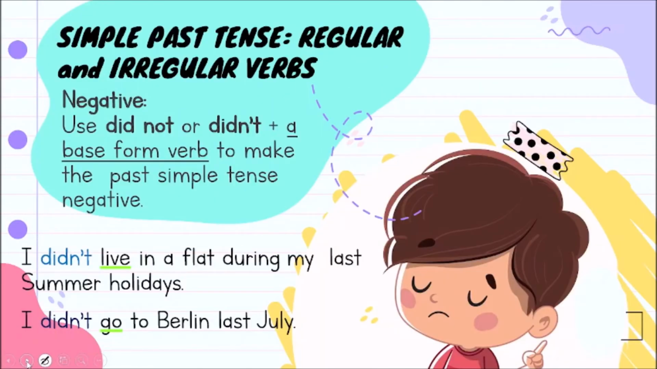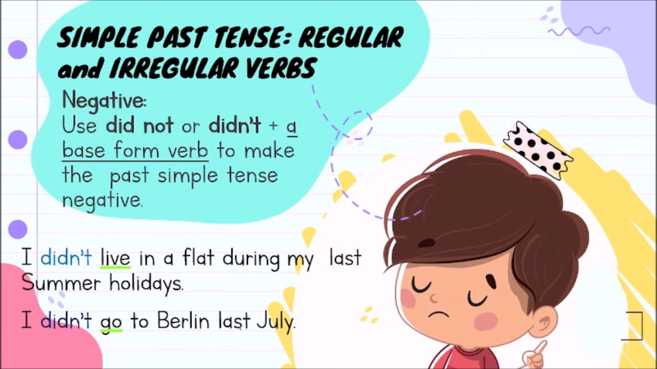Simple past tense, regular and irregular verbs. Negative: use did not or didn't plus a base form of the verb to make the past simple tense negative. So, example, I didn't live in a flat during my last summer holiday. I didn't go to Berlin last July.